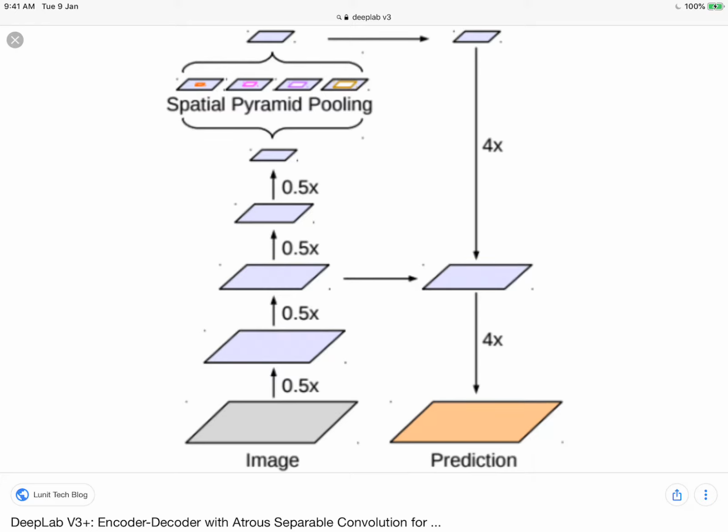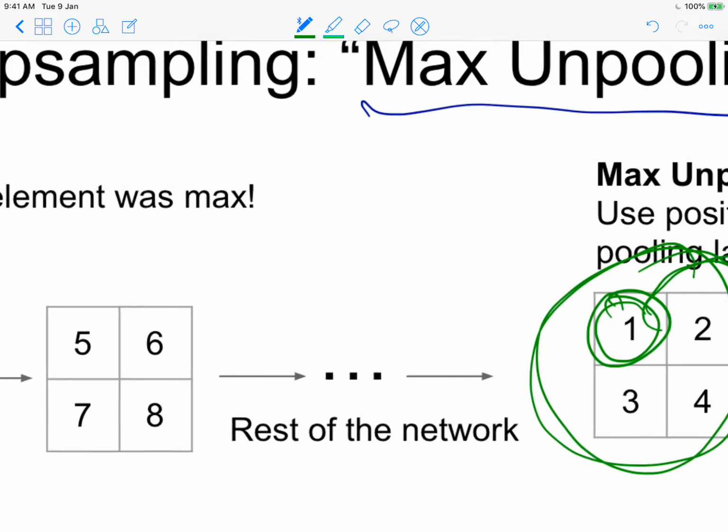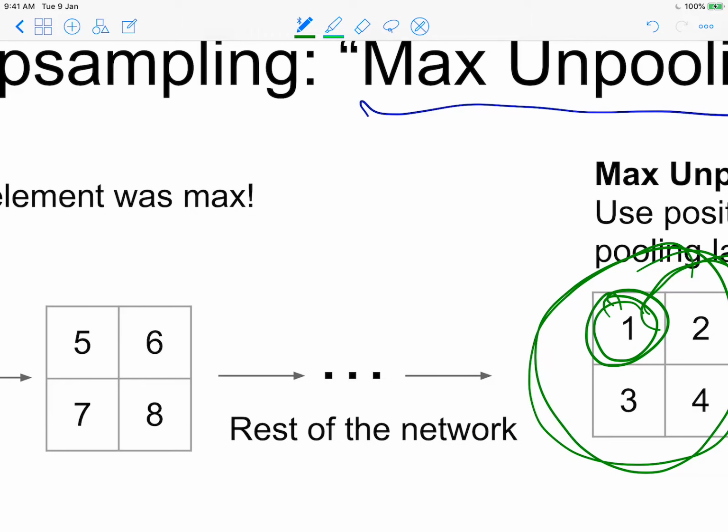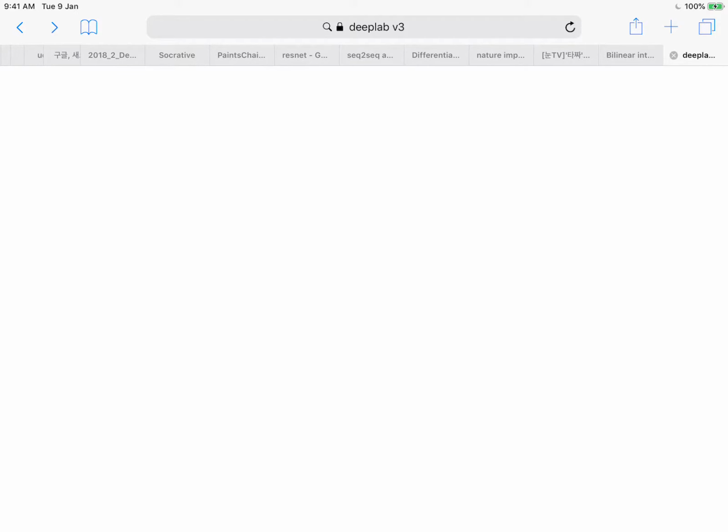But here, we have some interesting architecture. So let me explain this. So in this encoder-decoder of an image, whether it is semantic segmentation or maybe some image translation or colorization and things like that.